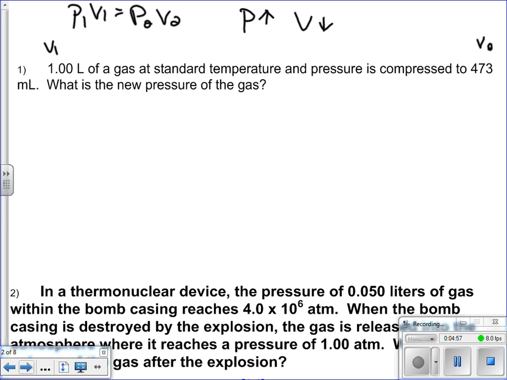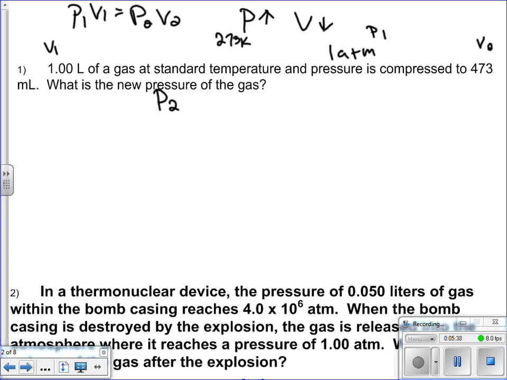In the middle of that sentence, it says standard temperature and pressure, and that's something that you did on a worksheet in the last chapter. Standard temperature is 273 Kelvin, and standard pressure is 1 atmosphere. There's not any temperature in our formula, P1 times V1 equals P2 times V2, so we don't need temperature. We can just ignore that. But we have 1 liter of gas at standard pressure, so that means our V1 is going to match up with this P1. And the question asks, what is the new pressure of the gas? So that means we're solving for P2.